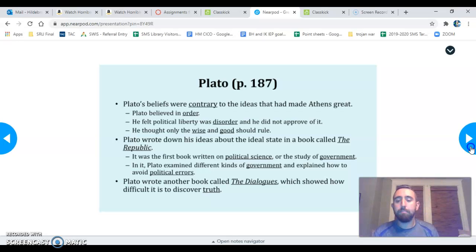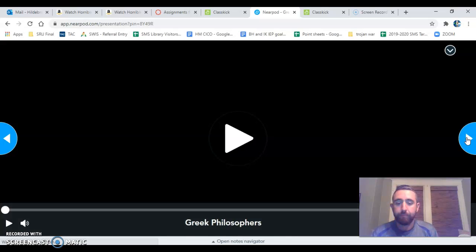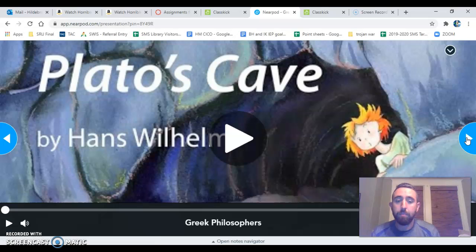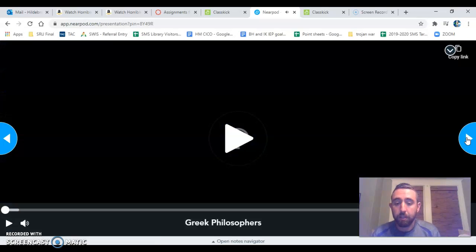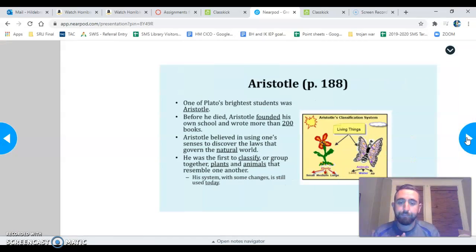He wrote books about the government called The Republic. He wrote a lot about political science and government, and kind of explained how the different systems could be better, right, to avoid some political errors. He also wrote a lot about philosophy in a book called The Dialogues. We watched a little video about one of his famous thought experiments, okay, called The Cave.